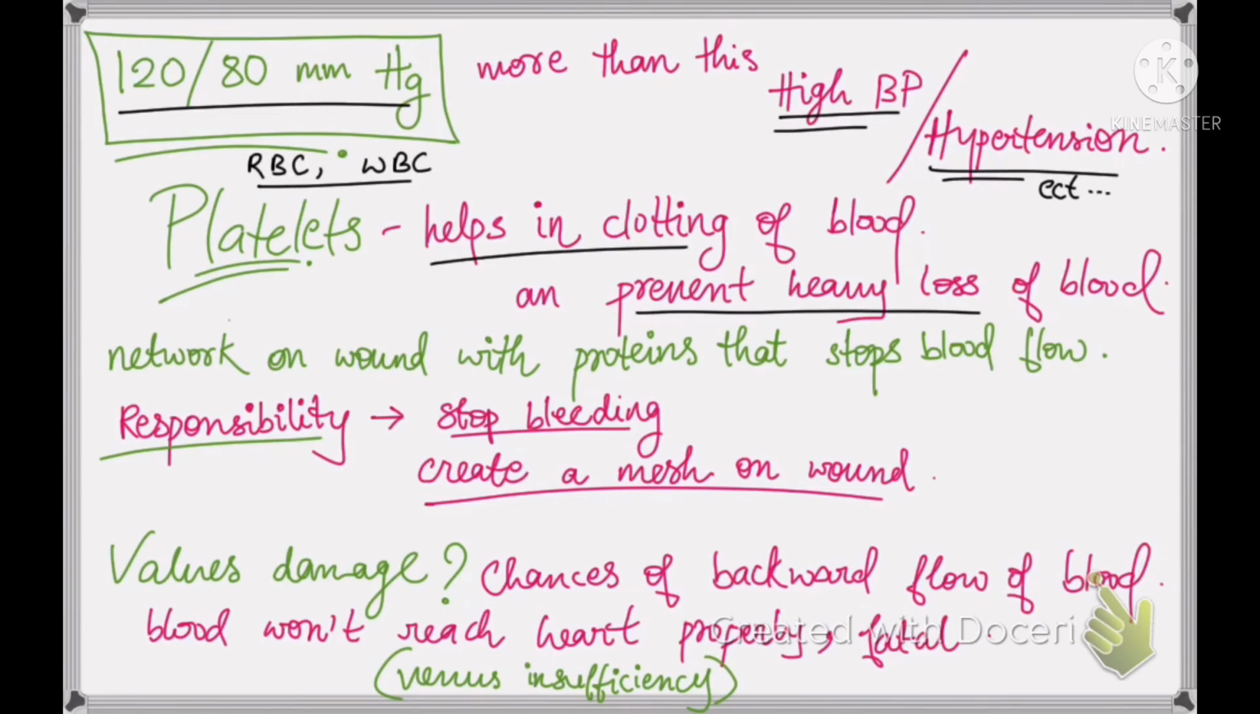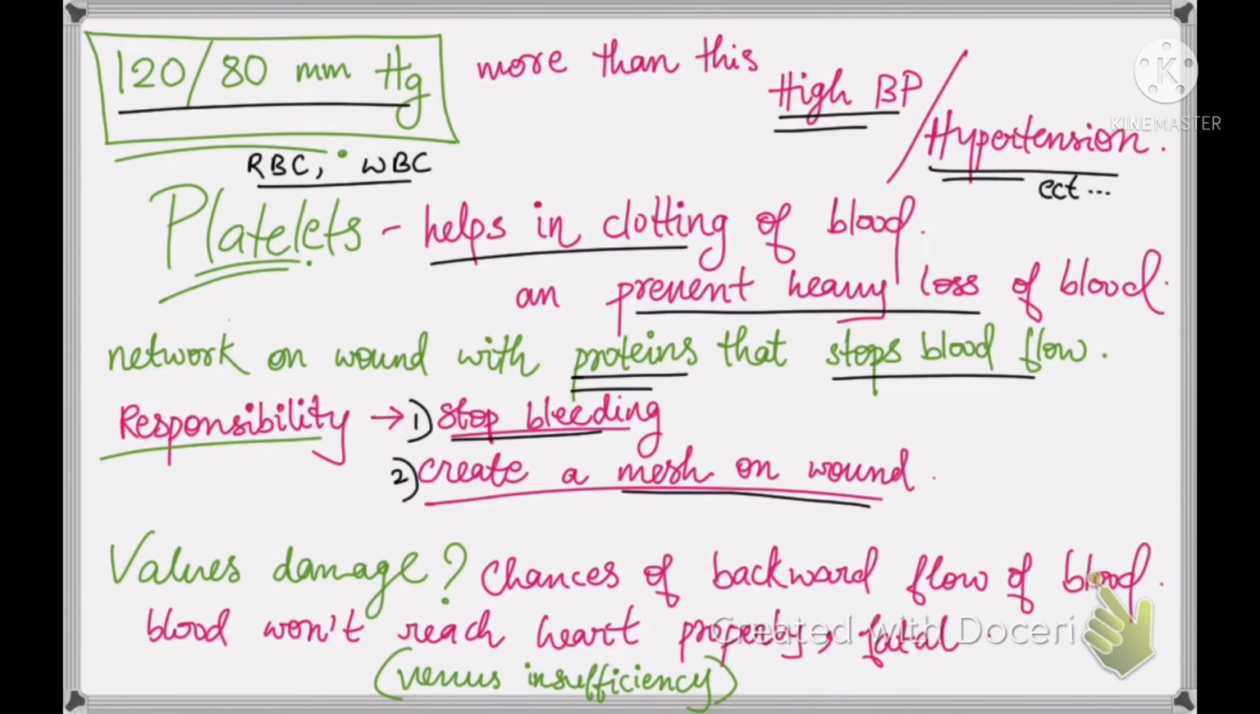Whenever there is any damage internally or externally, I mean outside our body or maybe inside the body parts, these platelets form a network on the wound with proteins that stops the blood flow. So they have basically two responsibilities: one, to stop the bleeding, and other, to create a mesh on the wound so that excessive blood loss does not happen.